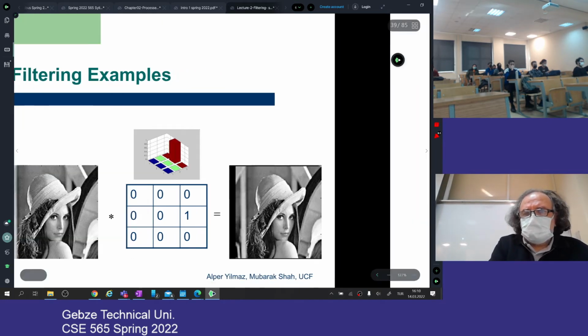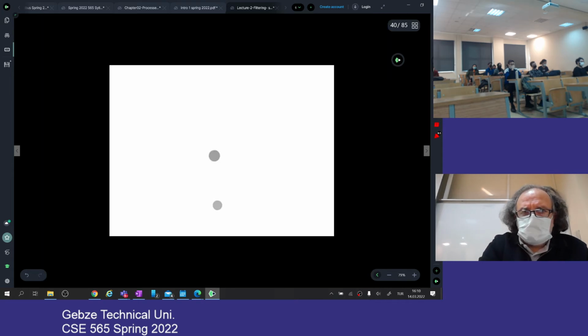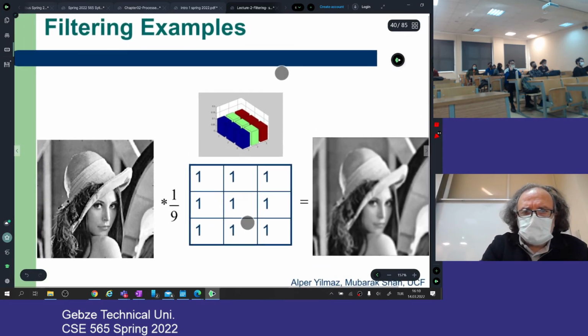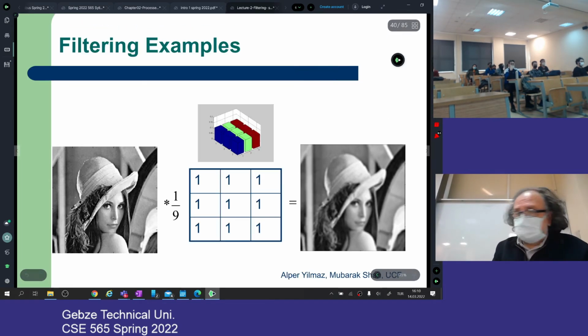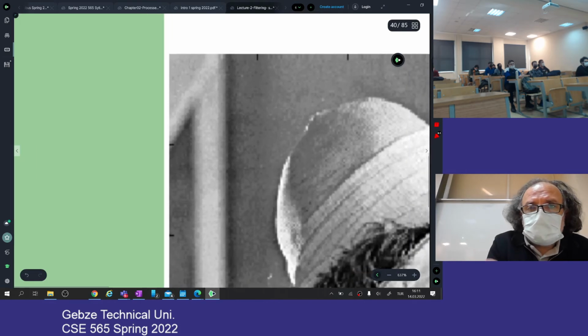Okay, just a filter. How about this one? Everybody is just 1, and I divide it by 9. So 9 is not by coincidence, it is calculated. It is the total of this one. What kind of effect did I get? It is a little bit blurry. Why? Because for every pixel, it is taking the average of the 9 values, right?